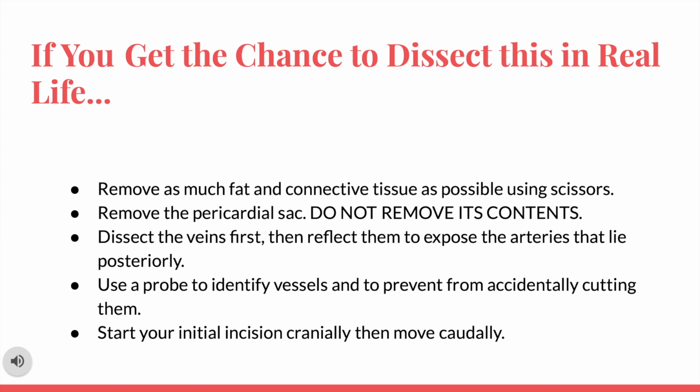Dissect the veins first, as they are just closer to the front than the arteries are. And then you can cut the veins afterward and reflect them to be able to see the arteries better. Then use a probe to keep yourself from cutting anything out accidentally when you're identifying structures. And then start all of your incisions towards the head and move towards the tail in your cat, just to, I guess, keep things uniform and to hopefully not break any structures that you're not supposed to break.